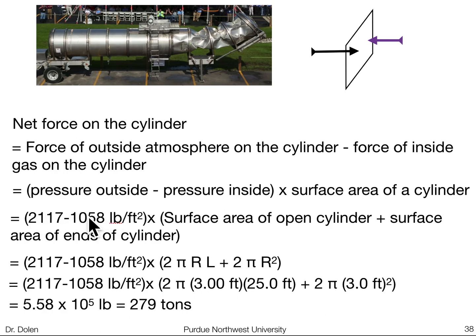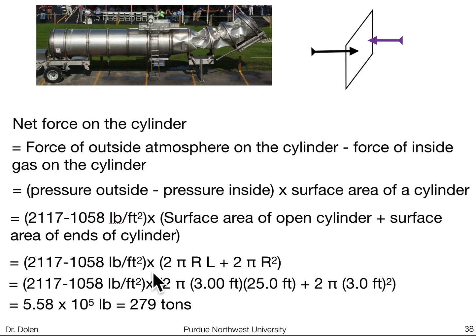Okay, so here are the numbers we came up with in the previous slide. 1 atmosphere outside, half an atmosphere inside. To calculate the surface area of the cylinder, I have to use the surface area of the open cylinder and add to that the surface area of the two circular ends of the cylinder. So again, here's my pressure differential. Surface area of a cylinder is 2 pi times the radius times the length of the cylinder. The surface area of the circular end is pi r squared. Multiply that by 2 because I have 2 ends.